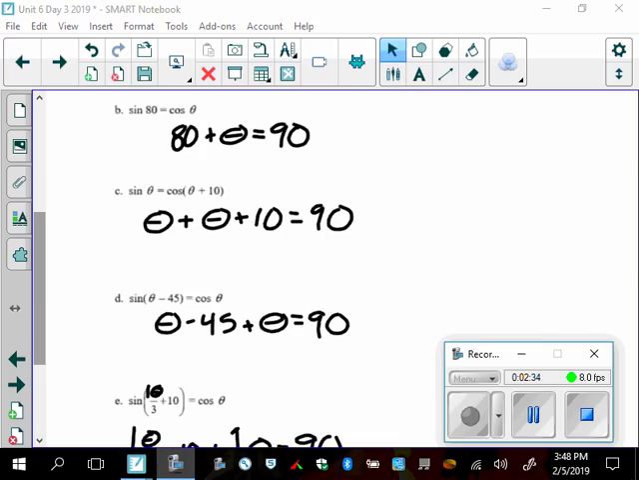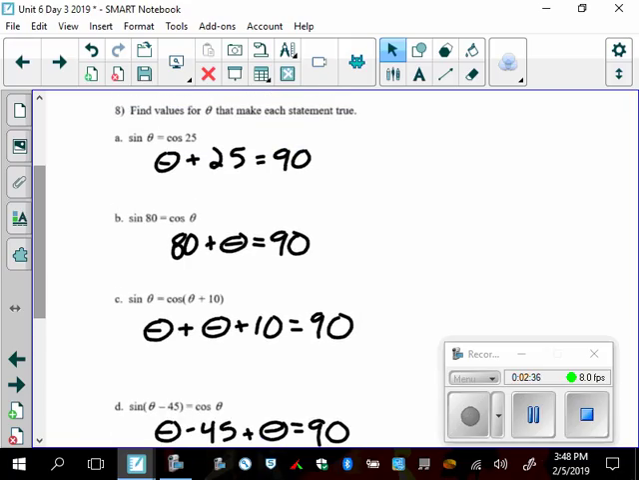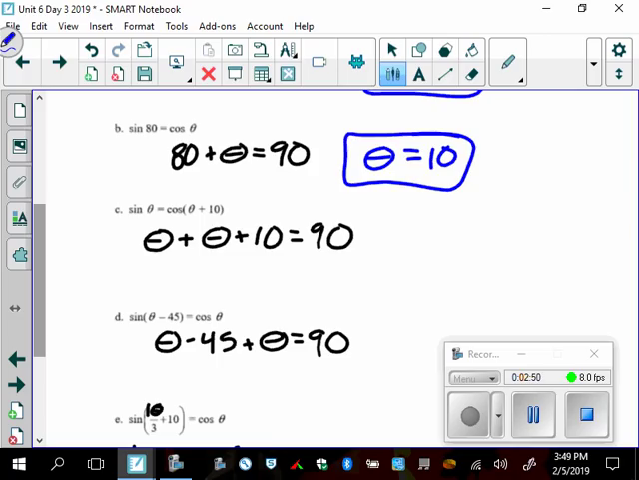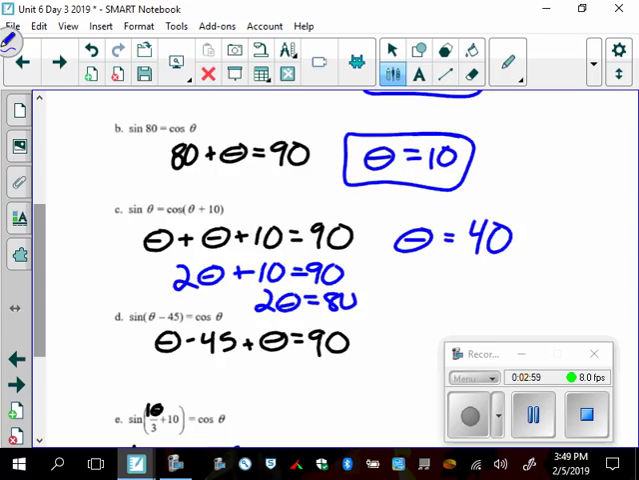All right, so beep bop right through some of these. For the first one, you might even be able to see it. I subtract 25 and theta should be 65. Second one, I subtract 80, theta should be 10. Now I've got 2 thetas plus 10 equals 90. That means 2 thetas equals 80. So 1 theta would be 40 degrees.